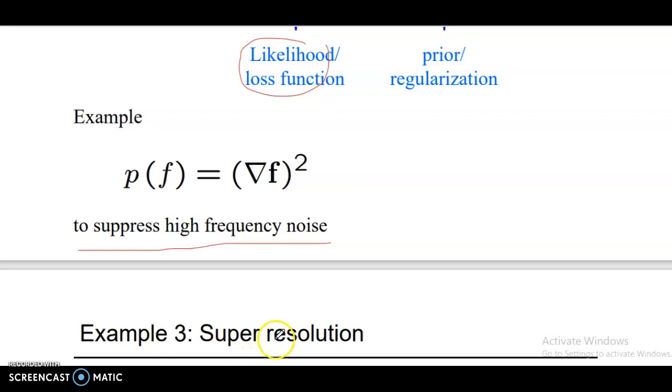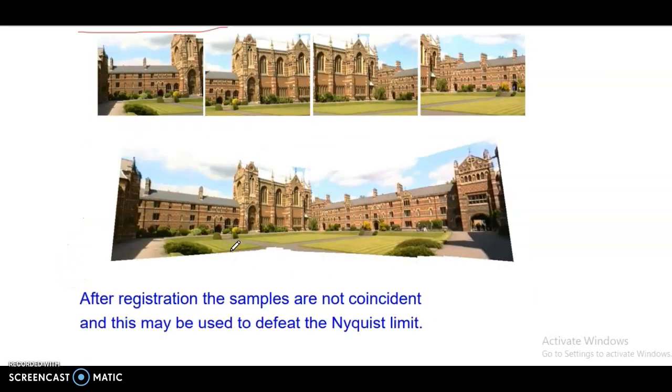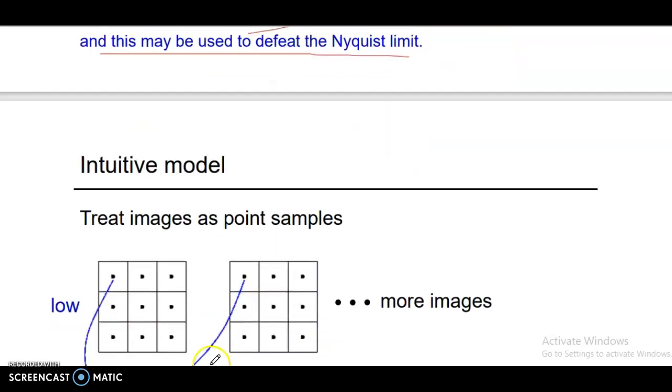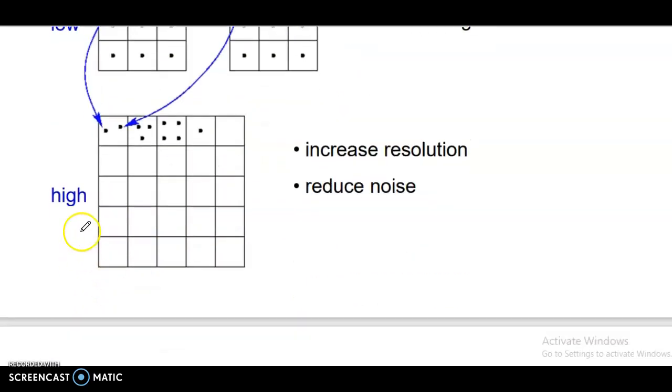Example 3, super resolution. Suppose there are multiple images of the same scene, each displaced spatially. After registration, the samples are not coincident, and this may be used to defeat the Nyquist limit. Generative model: treat images as point samples. Low resolution, more images. High resolution, increase resolution, reduce noise.